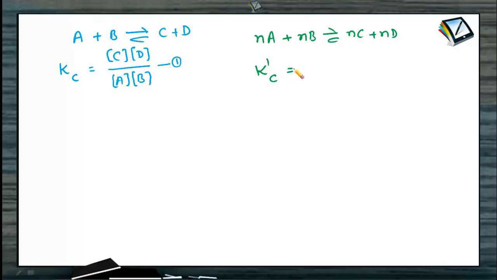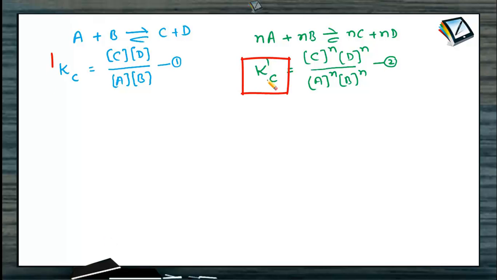K'c is equal to active mass of C to the power of n, active mass of D to the power of n by active mass of A to the power of n into active mass of B to the power of n. Equation 2. Now let us see what is the relation between K'c and Kc. What do we find from this? K'c is equal to Kc to the power of n.